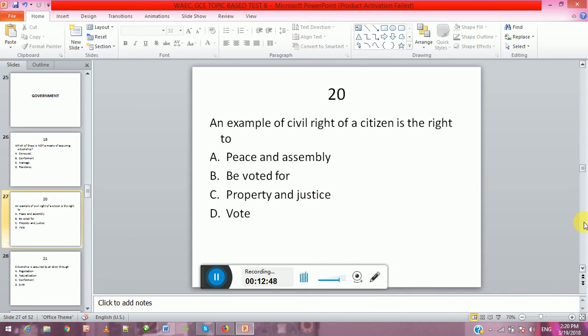An example of civil rights of a citizen is the right to A, peace and assembly, B, be voted for, C, property and justice, D, vote.